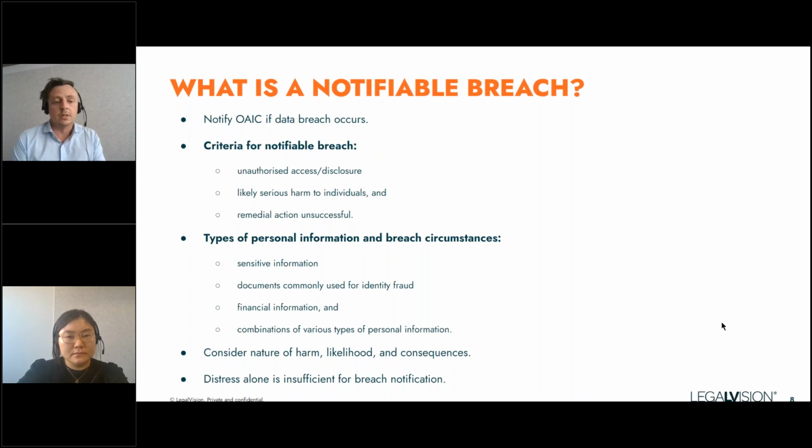The circumstances of the data breach. The specific circumstances of the data breach are relevant when assessing whether there is a risk of serious harm to an individual. This may include a consideration of the following: whose personal information was involved in the breach, how many individuals were involved, how long the information has been accessible, and who may have gained control and unauthorized access to the personal information.